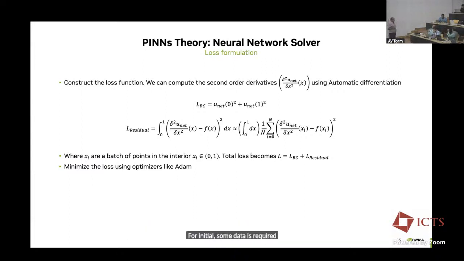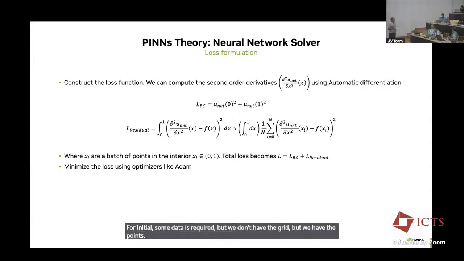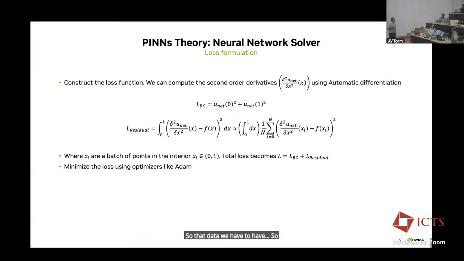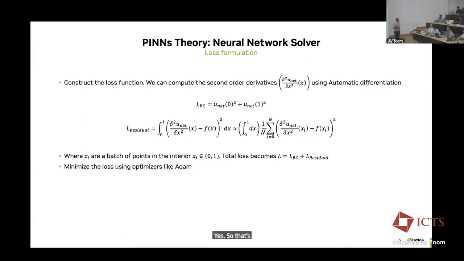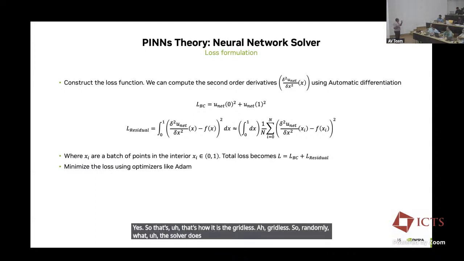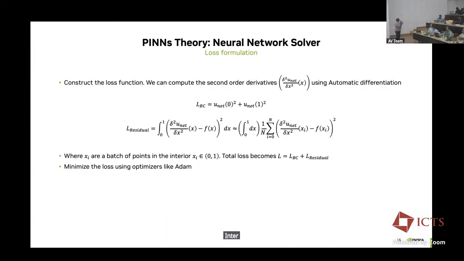We don't have the grid, but we have the points. That data we have to have. As he rightly said, you don't need a grid. You can randomly choose the points inside the domain at which you are trying to find the residuals. That's how it is gridless. What the solver does is keep on choosing random points in the interior, okay?